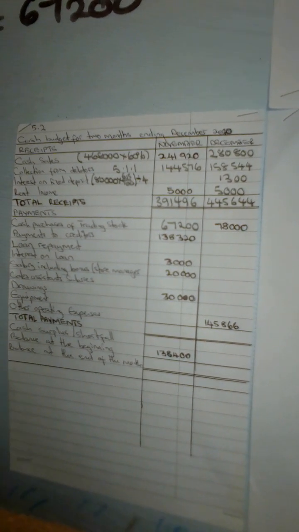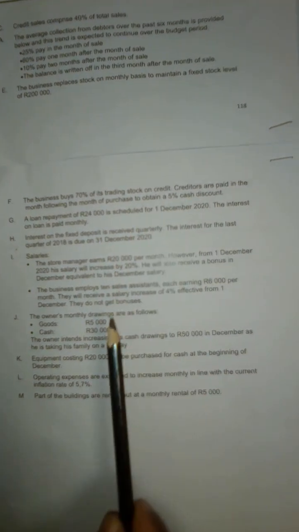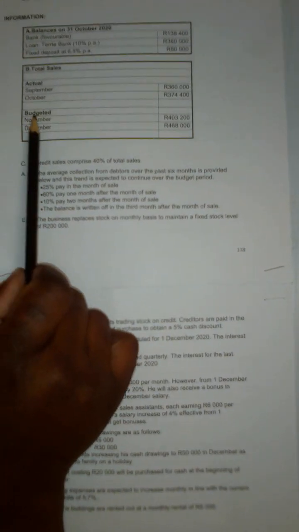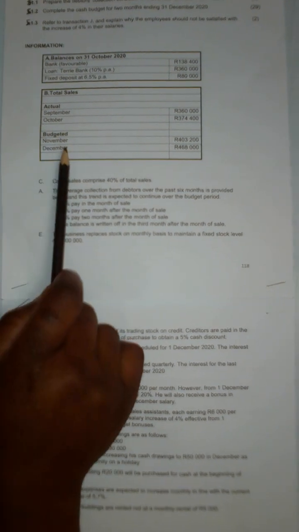For payments to creditors, they have said that creditors are paid in the month following the month of purchase to obtain a 5% cash discount. So the credit purchases which are going to be paid in November are the ones that took place in October. The ones that are going to be paid in December are the ones that took place in November. Why? Creditors are paid in the month following the month of purchase, after 1 month. If done in September, they'll be paid in October. Done in October, paid in November. Done in November, paid in December. Done in December, paid in January.